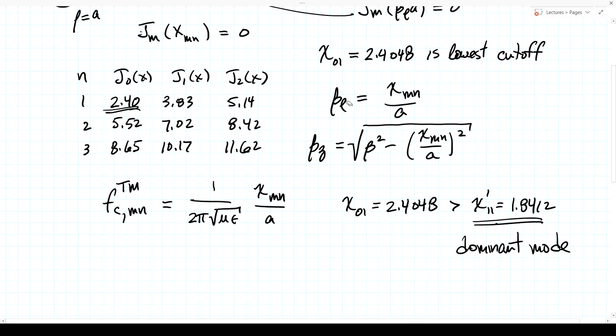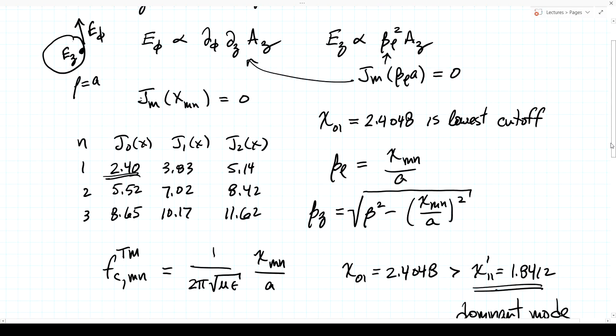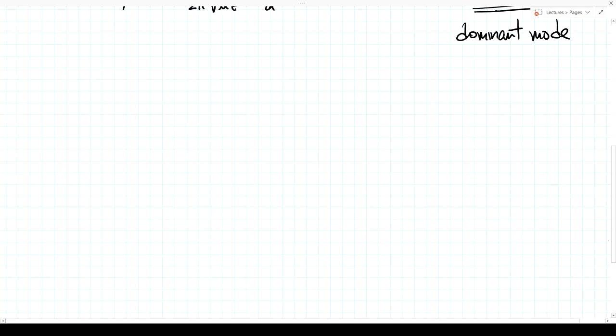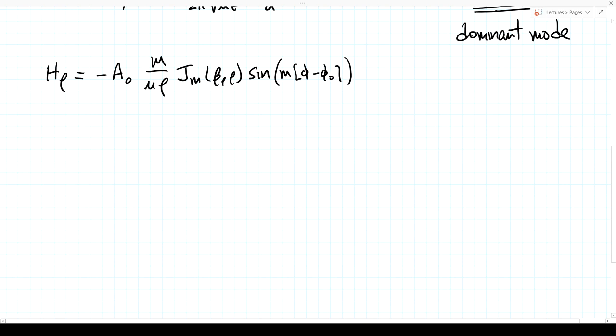So having solved for our beta rho, we now can go back and take this expression and do all the calculations we need in order to get the E and the H components. So what we find is H rho is minus A0 M over mu rho J_M(beta rho rho) times sine, due to a phi derivative, and our z dependence.